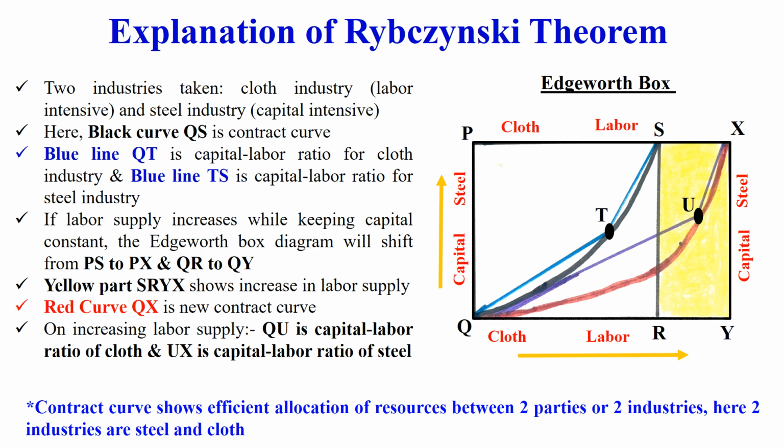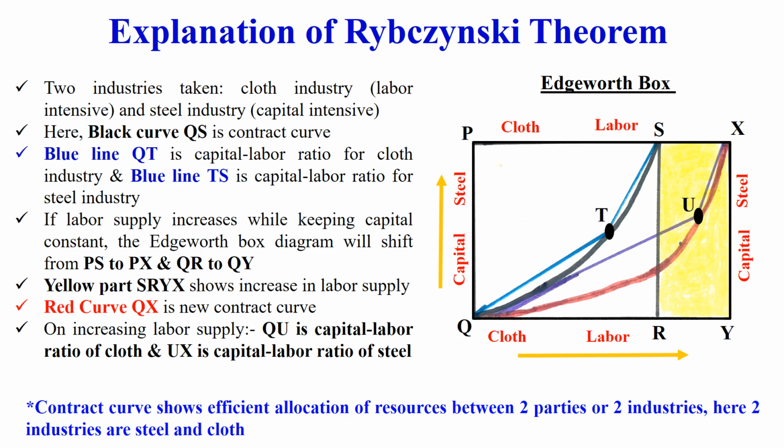Then the blue line, which is QT, represents the capital and labor ratio for the cloth industry. So capital labor ratio tells us how much capital and labor is used for producing cloth. Similarly, the blue line, which is TS, is the capital labor ratio for steel industry. It shows how much amount of capital and labor is used in carrying out production of steel.